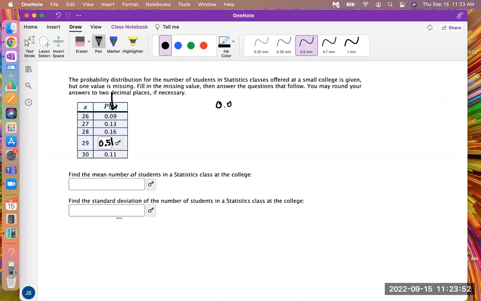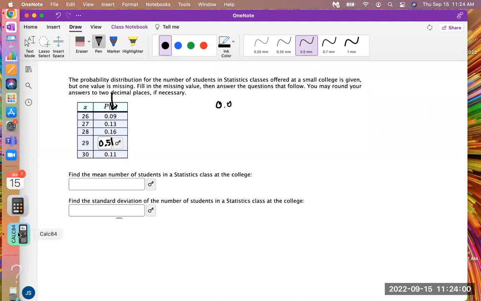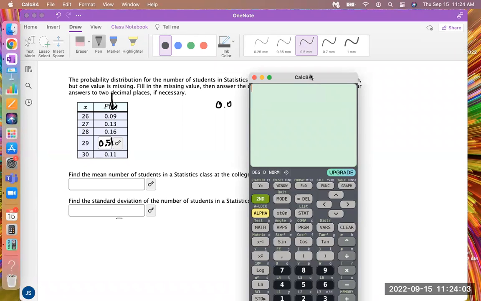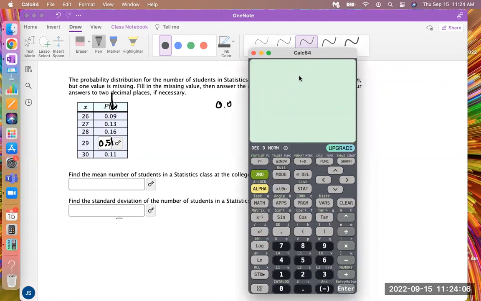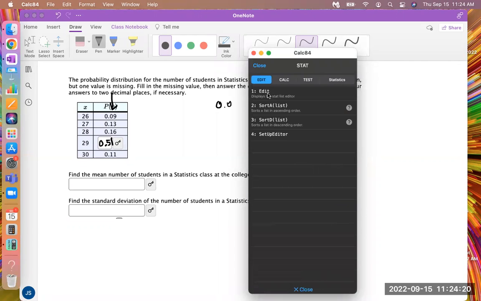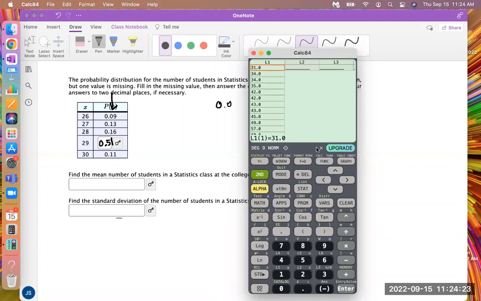Okay, then it says find the mean number of students in a statistics class at the college. To find the mean, we did that with data before in previous chapters, I think in chapter 2. We had to find the mean and standard deviation, and all we had to do was put the numbers into our calculator and get it. The same thing is here. So I go stat, edit, and this calculator is a little bit different than your calculator, but it's practically the same.